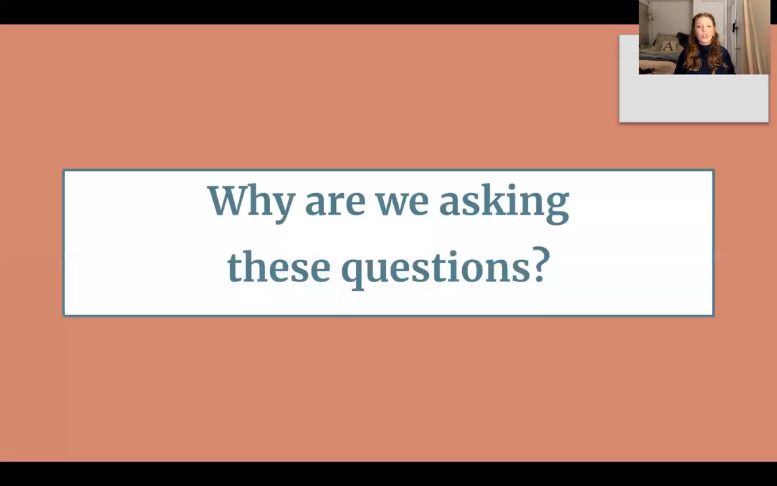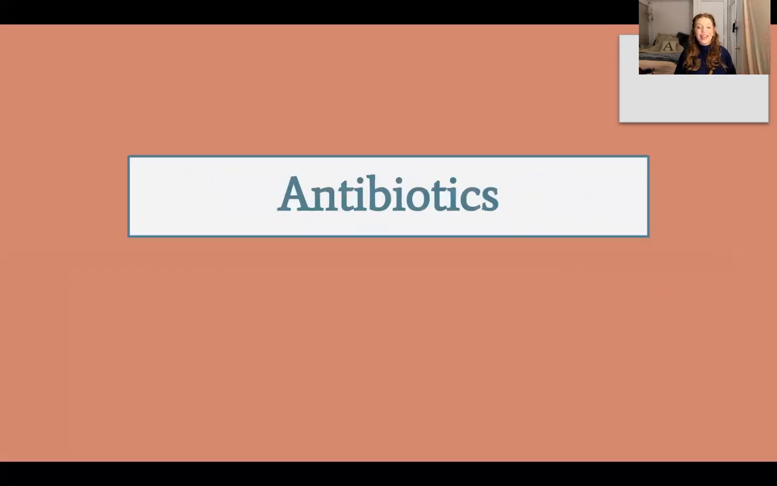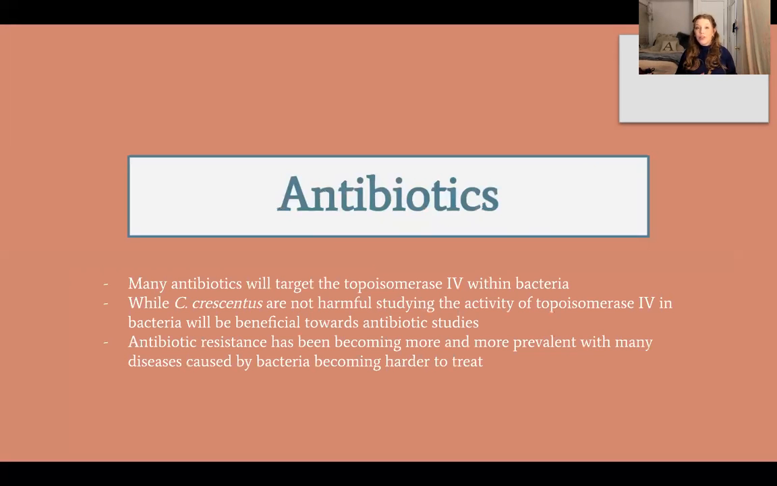Why are we asking these questions? Well, it's very important: antibiotics. Topoisomerase 4 is a very common target for a lot of antibiotics out there. And while Caulobacter crescentus is not a harmful bacteria, it is important to study topoisomerase 4 so we can apply it to other types of bacteria and hopefully help with the study of antibiotics in general. Antibiotic resistance is a very prevalent topic. It's becoming more and more relevant in a lot of different diseases, and so any study that helps with antibiotics and antibiotic resistance is beneficial.